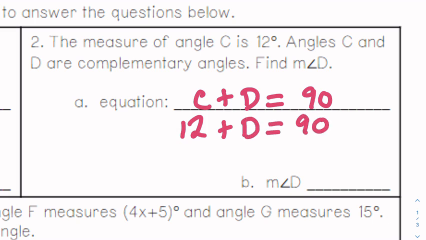Well, just like before, we're going to undo, or we're going to kind of go backwards. Instead of addition, we're going to subtract. So we're going to subtract 12. 90 minus 12 gives me 78 degrees.